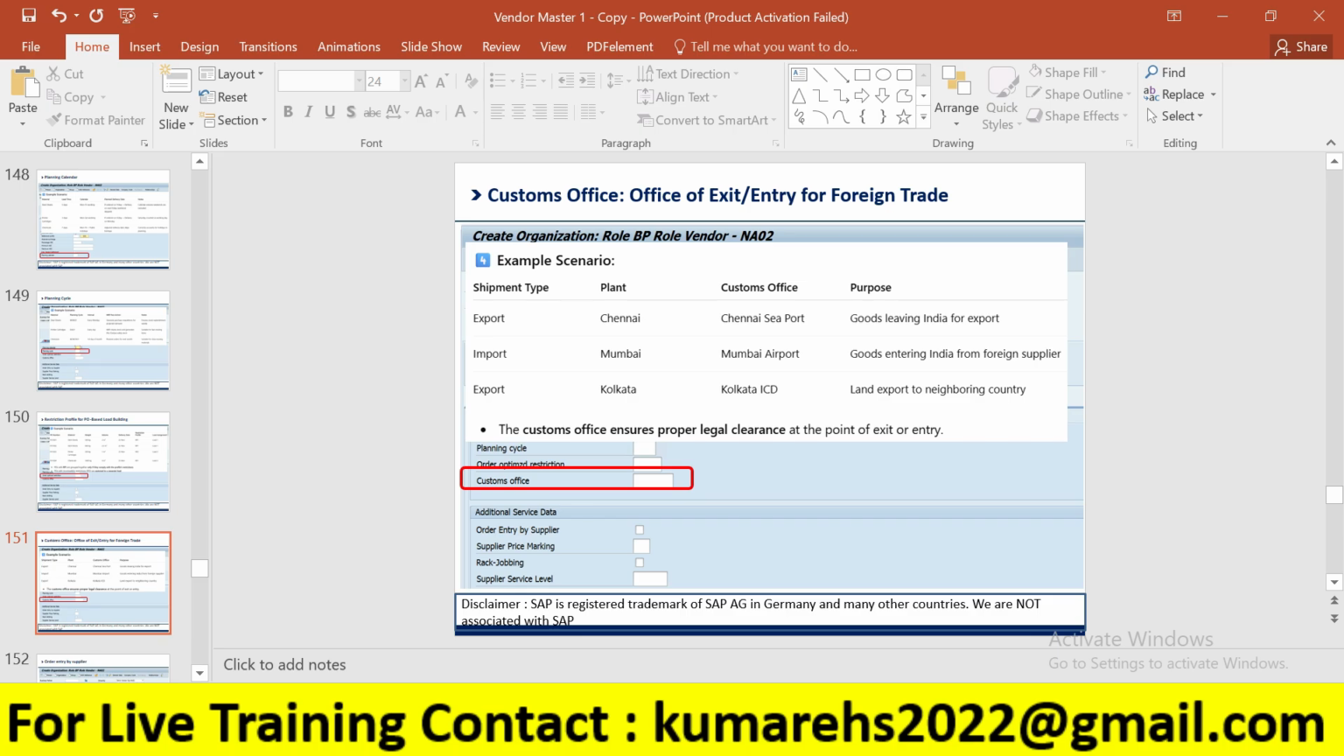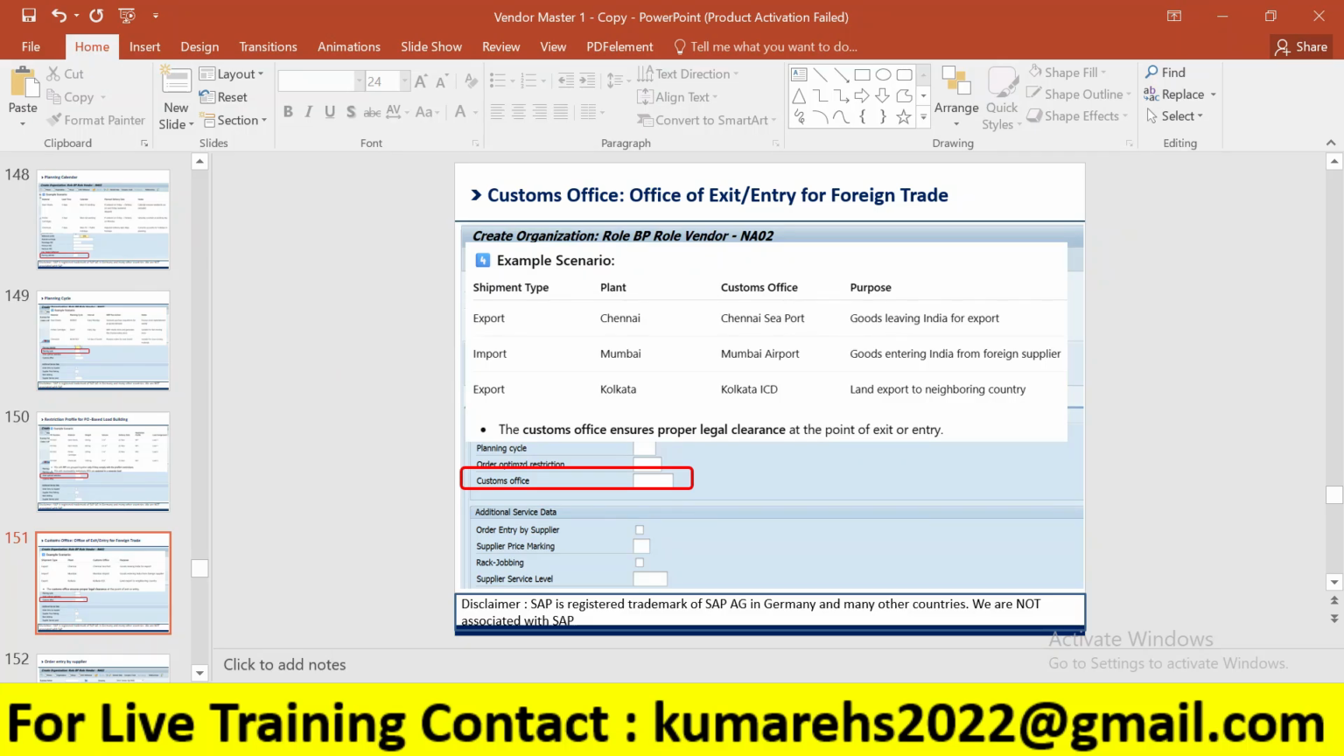How it works in SAP? Stage number 3. Step number 1, assign customs office. In the sales order or delivery document, specify the office of exit or office of entry, office of exit for export, office of entry for imports. Can also be defaulted in customer master or vendor master or plant or shipping point.